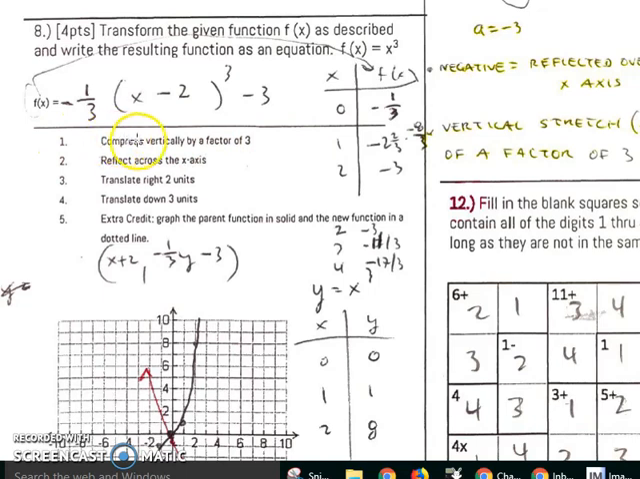And because it says the word compress, that means it has to be a number less than 1. So that would be 1/3. 1/3 represents this one right here. Reflected across the x-axis, that would be the negative sign outside the parentheses, so part of the a value there. Number 3, translate right 2 units. So there it is. This is your 2. This is your c value.